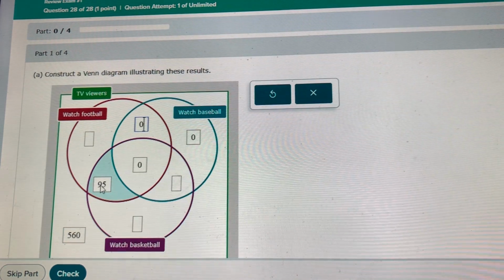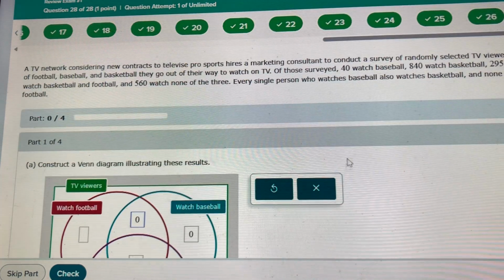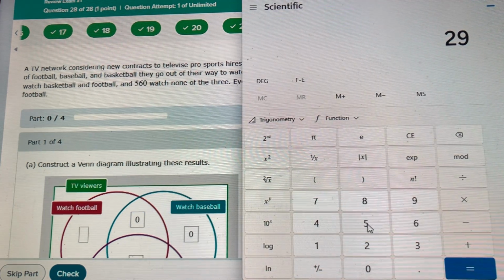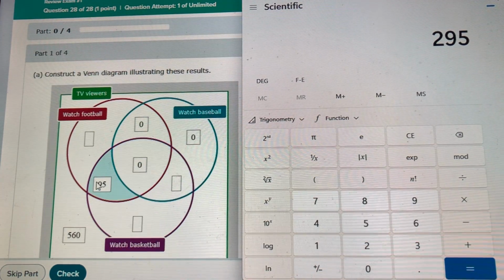But as soon as you reach a point where you have 3 of the 4 in any circle, now you can finish that, because we know how many watched football. It's 295. And 2 of these are 0, so you just subtract the 95. And now you got 200 here.